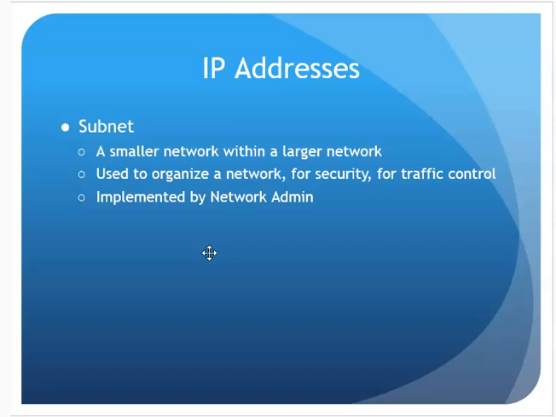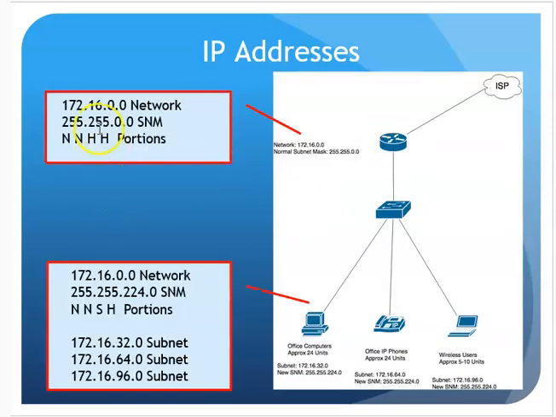So if I have a large network, I don't want everything out there in one giant pool. I might break it into smaller pieces so that I have maybe departments or types of devices segmented off in a smaller part of the network. This is all done by your network admin. So if I have a large network, a 172.16 network, and I see here 255.255.0.0, this is the network part here, this is the host part. I have a lot of host addresses here.